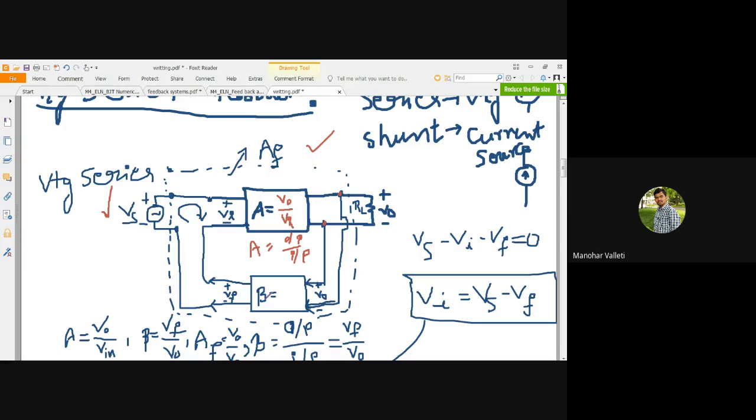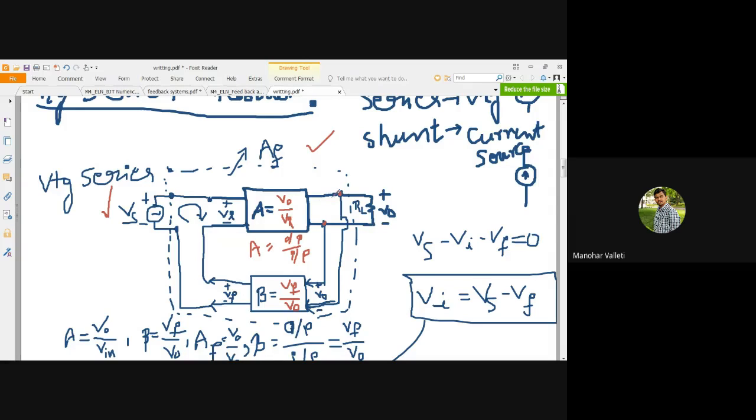So can anybody guess how you can write beta? V naught by Vf or Vf by V naught? Any guesses? Yes. The beta network output is Vf, so I will write Vf by V naught. V naught is the input to your beta network, that's why it comes in the denominator. So beta will be Vf by V naught.